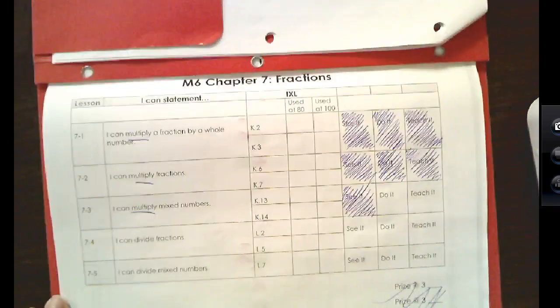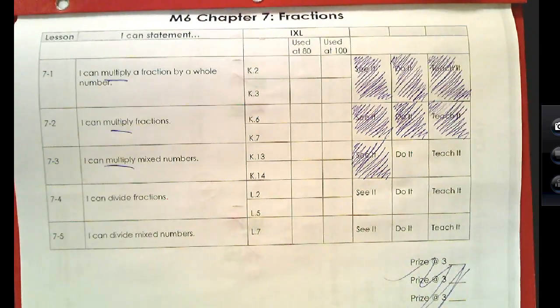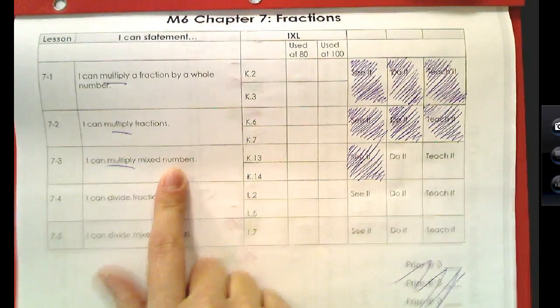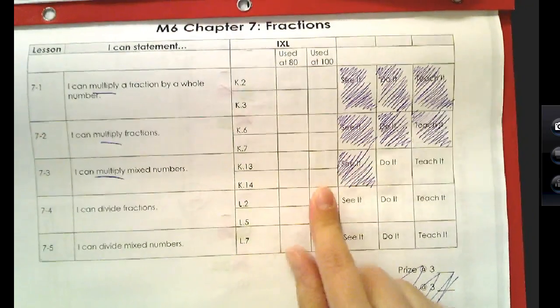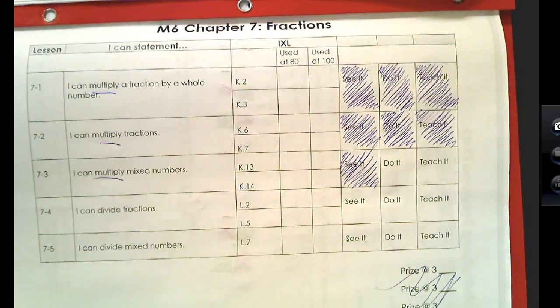Do on your front cover sheet, we've got a little bit of self-reflecting to do. So for 7-3, our I can statement says I can multiply mixed numbers. I want you to think back to multiplying mixed numbers and do some reflecting. How did you feel about multiplying mixed numbers?